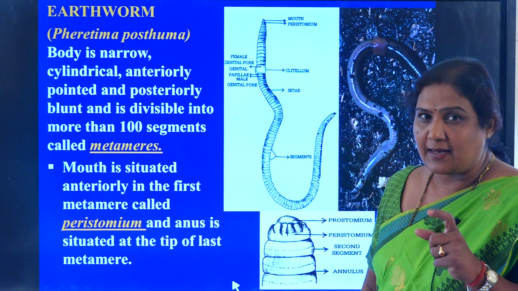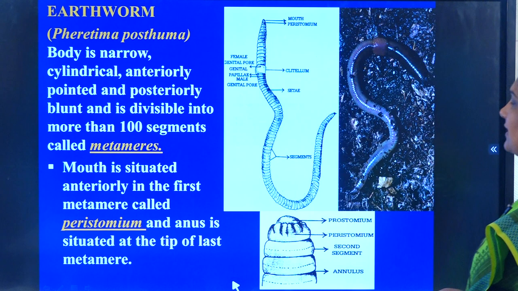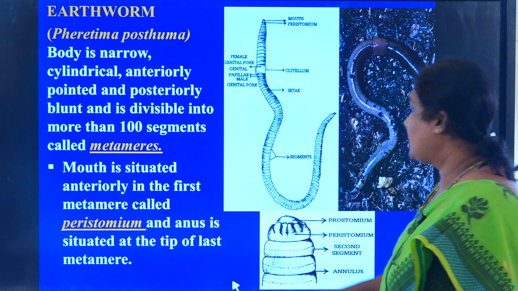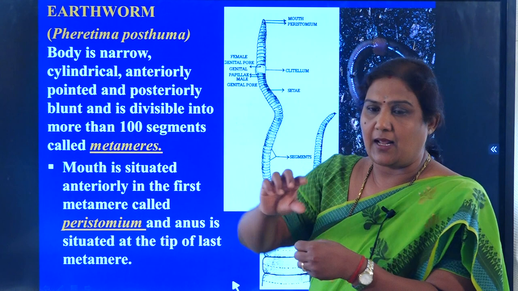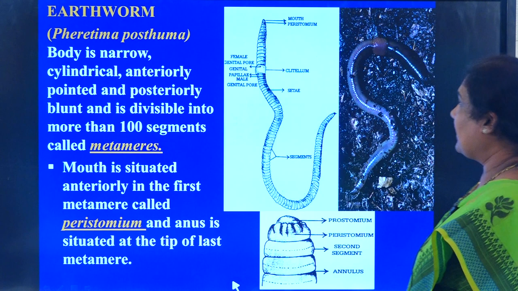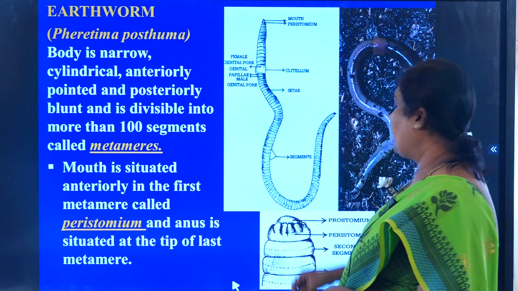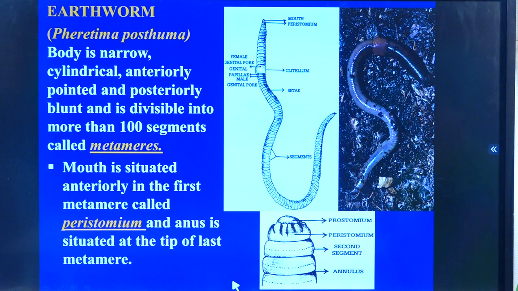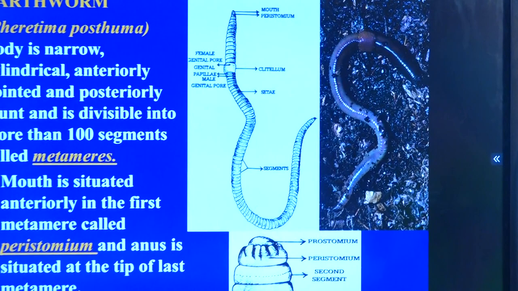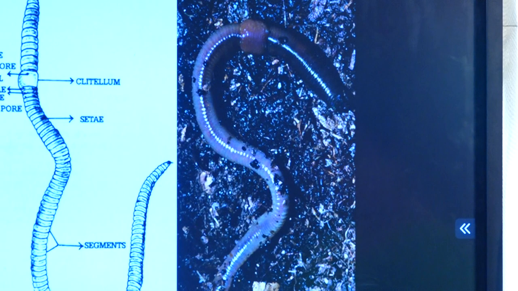Okay, the mouth is situated anteriorly in the first metamere, and that metamere is called the peristomium. Look at the word, so beautifully it has been coined. Peri says boundary, stoma is opening. So the peristomium is present in the first part, and the anus is situated at the tip of the last metamere. See, this is the earthworm. You call this the farmer's friend, nature's plougher, because it just keeps on burrowing, bringing the soil out, and that's why we say it's nature's plougher.